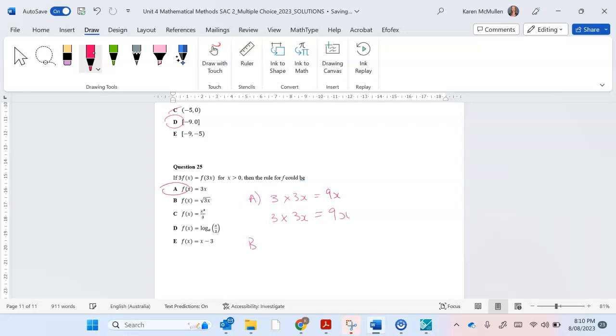So it is A, but if you wanted to test the rest of them, the next one is going to be 3 root x, and then f of 3x is going to be the square root of 3 times 3x, which is square root of 9x, and they're not the same thing. I could go through and do each one, but option A is the correct answer, which is cool because we don't have time in the exam to check the rest.